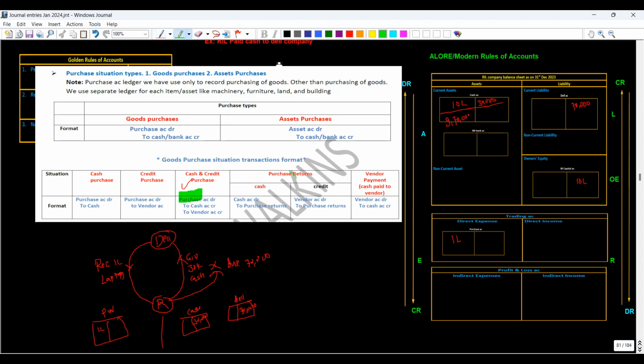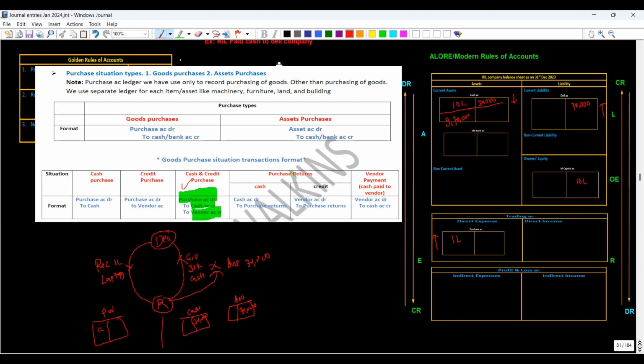So the journal entry for this cash and credit purchase of goods: Purchase account debited 1 lakh, cash account credited 30,000, vendor account credited 70,000. All of you able to follow? So in this transaction, purchase is increasing by 1 lakh, cash is decreasing by 30,000, and liability is increasing by 70,000. So in this transaction, the company's purchase and expense increases by 1 lakh, cash decreases by 30,000, and one more is liability is increasing by 70,000.